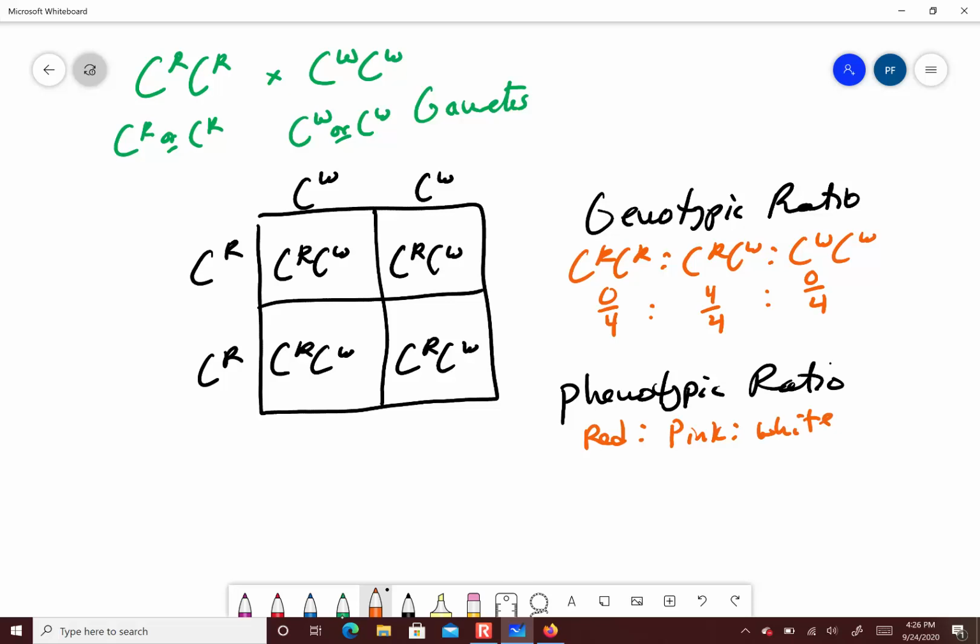And if you've done this cross correctly, then the ratios have to be the same, right? If there's no CR, there can't be any red plants, red flowers. So pink is going to be 4 out of 4. White is going to be 0 out of 4. These things should match if you've done the cross correctly, because every genotype has its own specific phenotype.